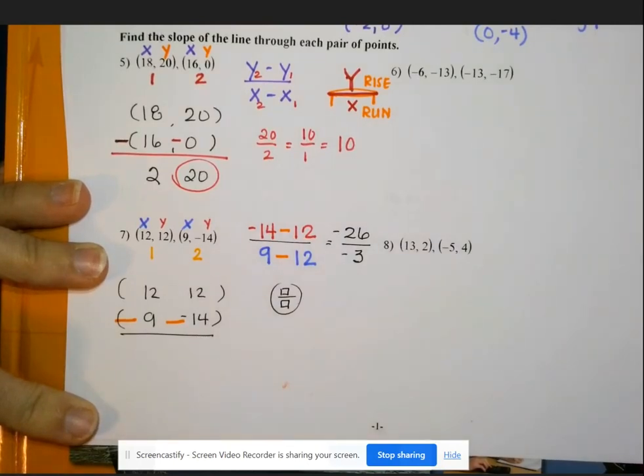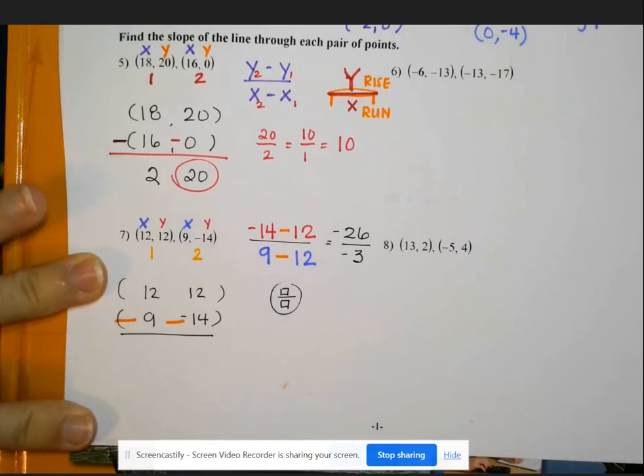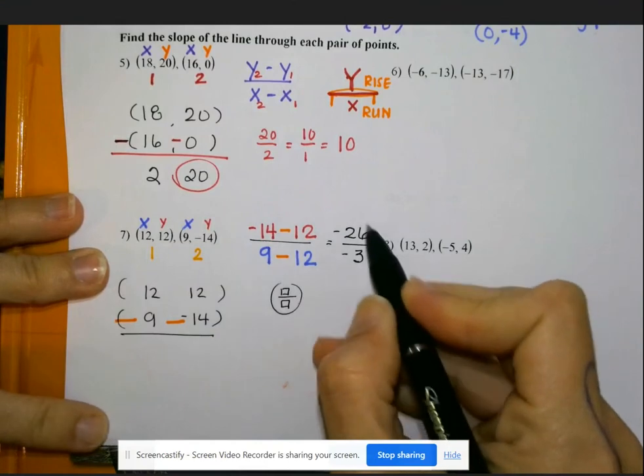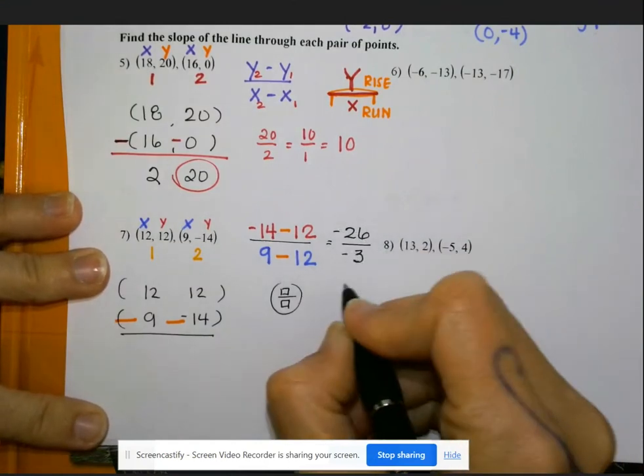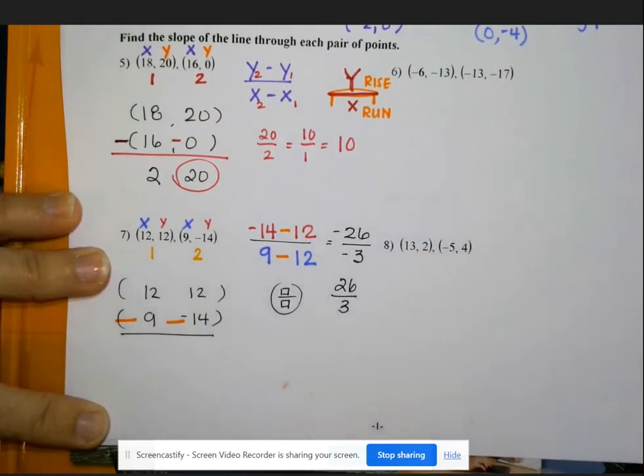26 is not divisible by 3. It would have to be 27, and that would be by 9. So that's not going to work. So this is going to be its simplest form, except they are two negatives. So it's going to be positive 26 with a run of 3.